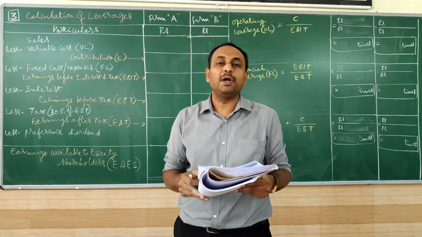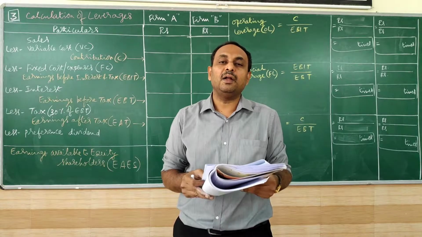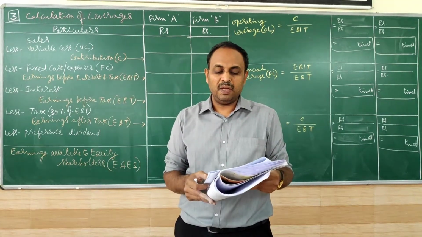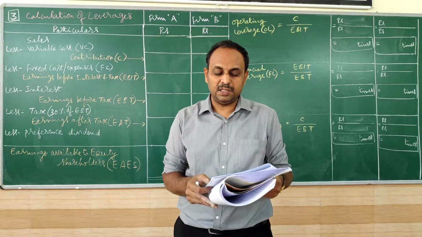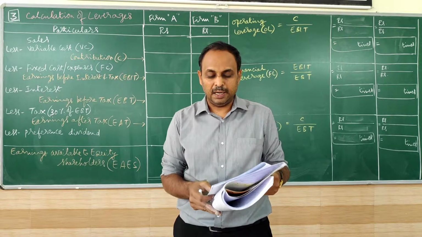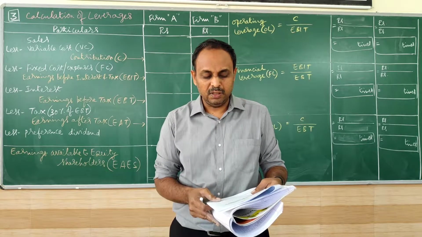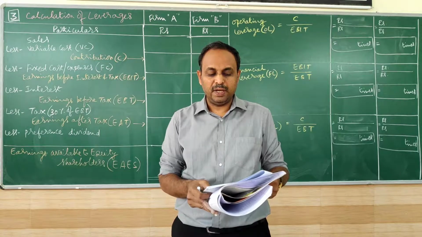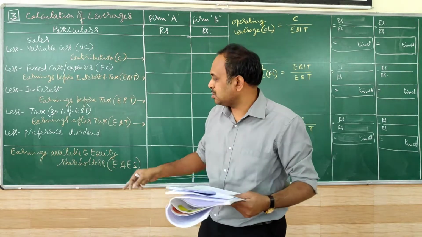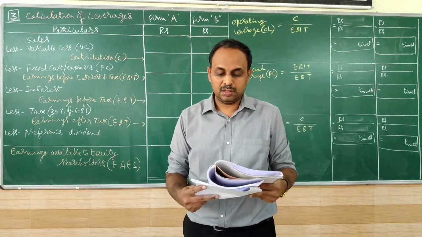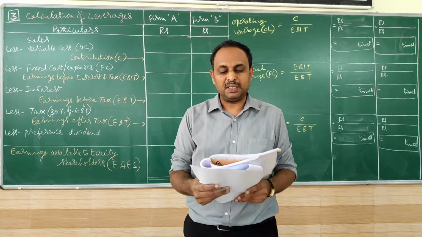So we have here particulars, firm A and firm B. Sales for firm A given. Variable cost is given in percentage, 40% and 30%. Fixed cost is given, interest is given. So we have to calculate leverages and earnings available to equity shareholders. So we will go by that at present.